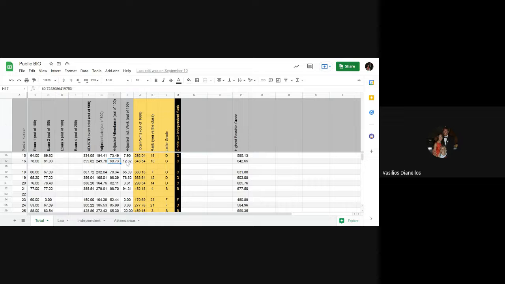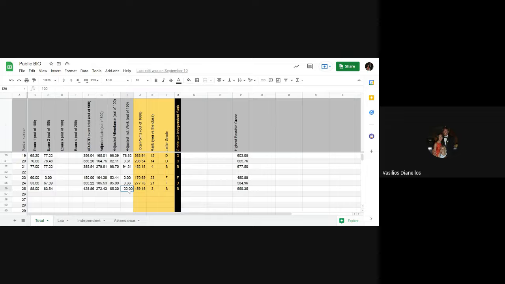Independent work, same thing. This is out of 100. At this point in the semester, you should have 90 points worth of independent work, right? So let's scroll down and use this person as an example. This person, who has public number 25, might have 90 points worth of independent work. However, since that is all that is required as of this week, they have 100% of what is expected. Therefore, their adjusted independent work grade is 100.